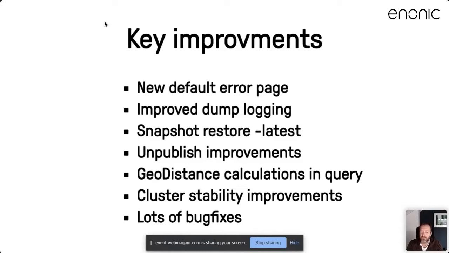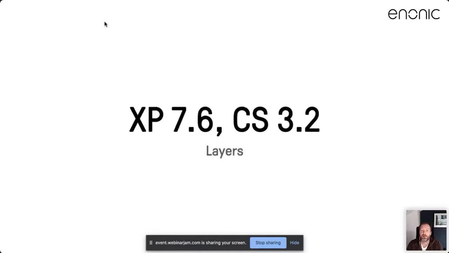There's improved logging when you do dumps. There's an option when you do snapshot restore where you can just specify latest, so it will restore your latest snapshot. There's improvements related to unpublishing. There's now geodistance calculations together with your query results, so you can see the distance to each hit. Yeah, stability and bug fixes. So coming out really soon, 2 weeks-ish.